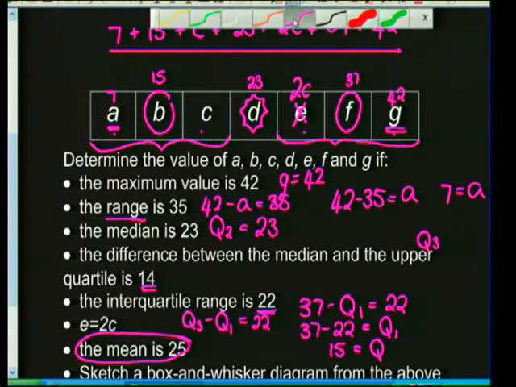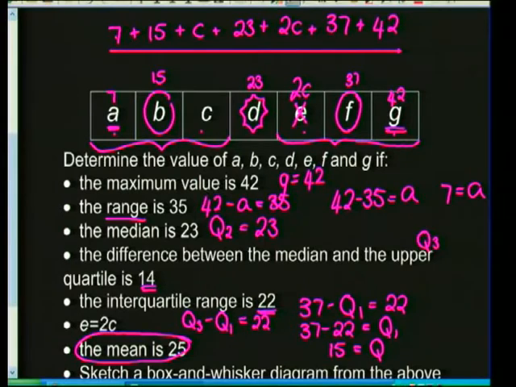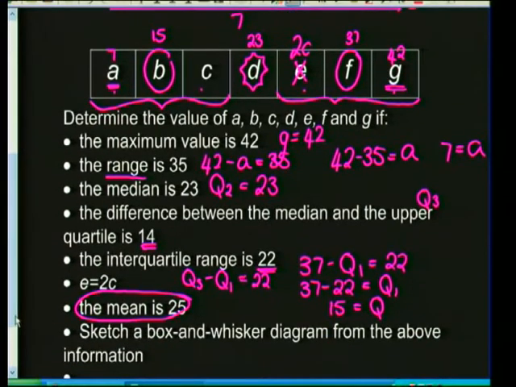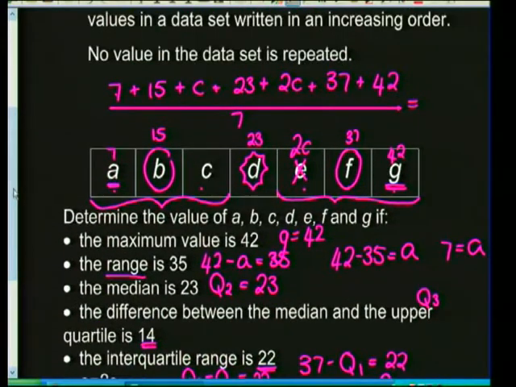We have got 1, 2, 3, 4, 5, 6, 7. So therefore, we're going to divide it by 7. And remember that this is all equal to the mean, they told us, which was 25. So we're making this whole thing equal to 25.